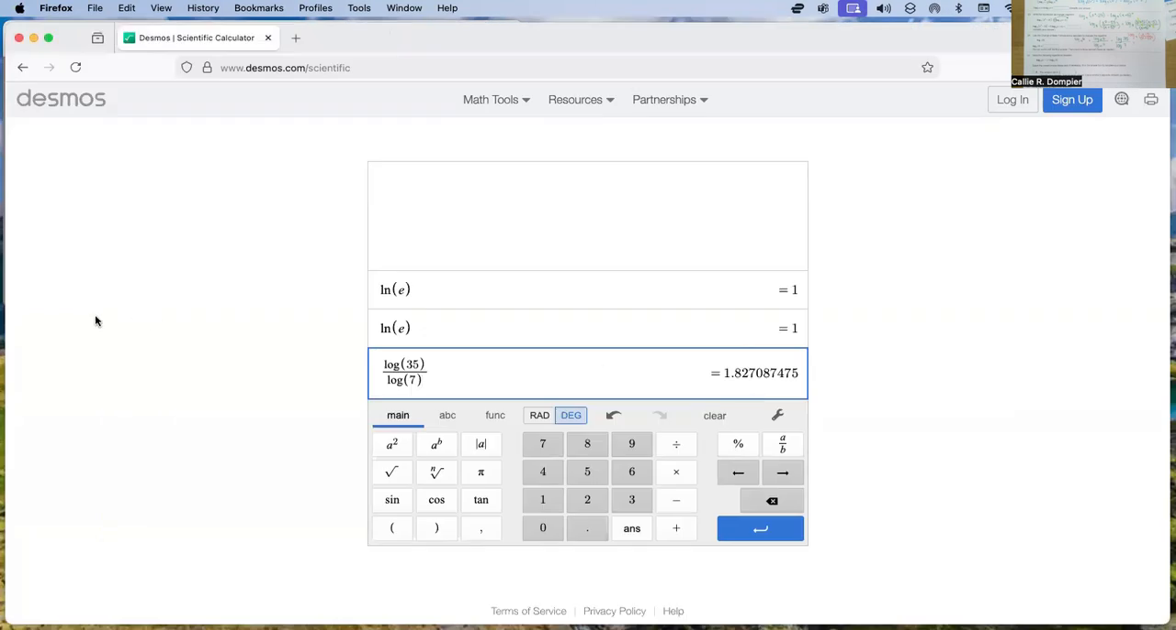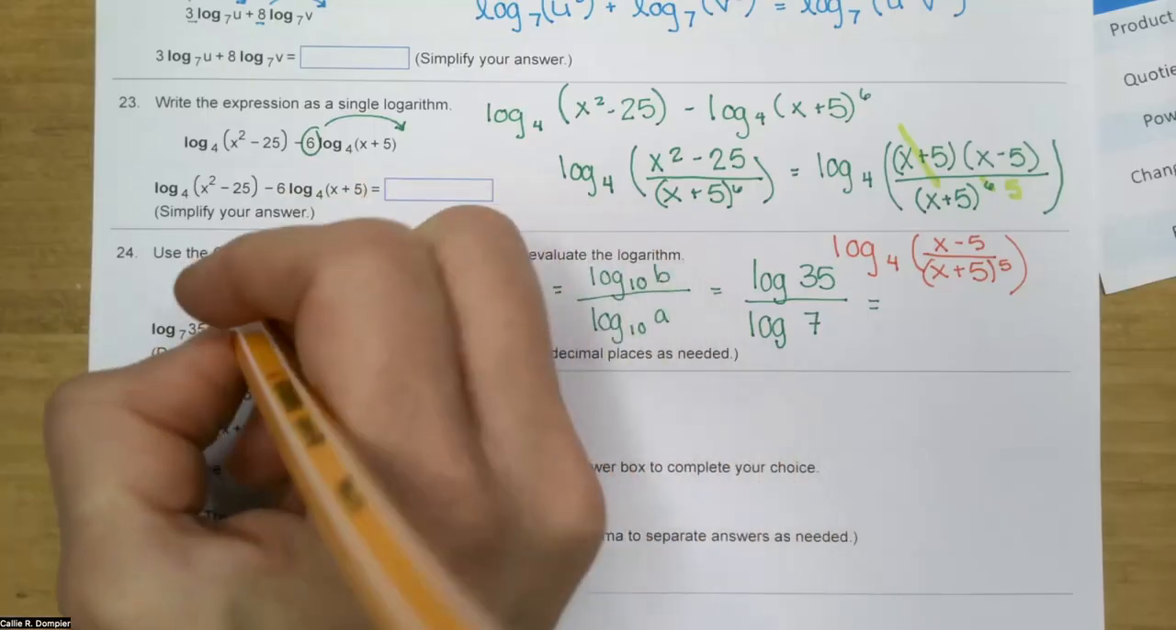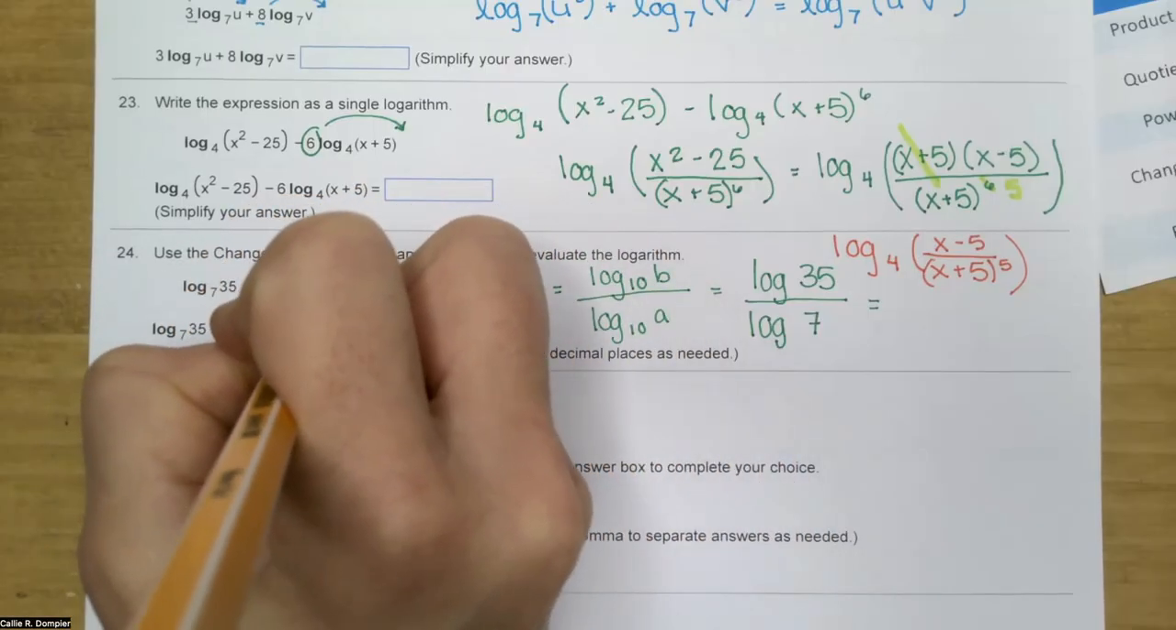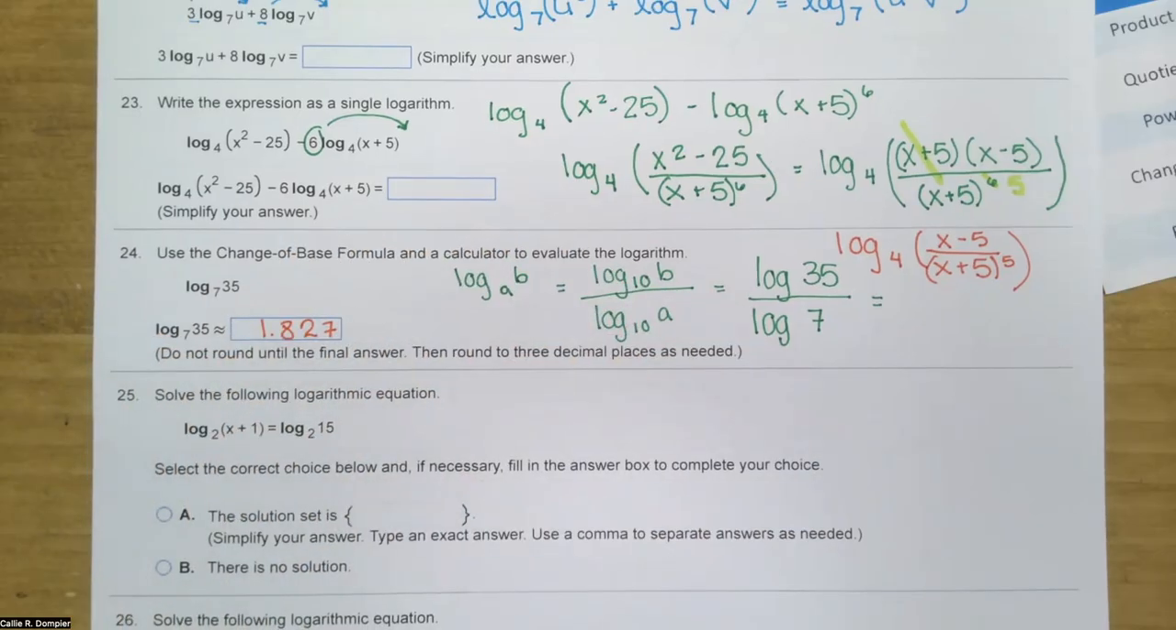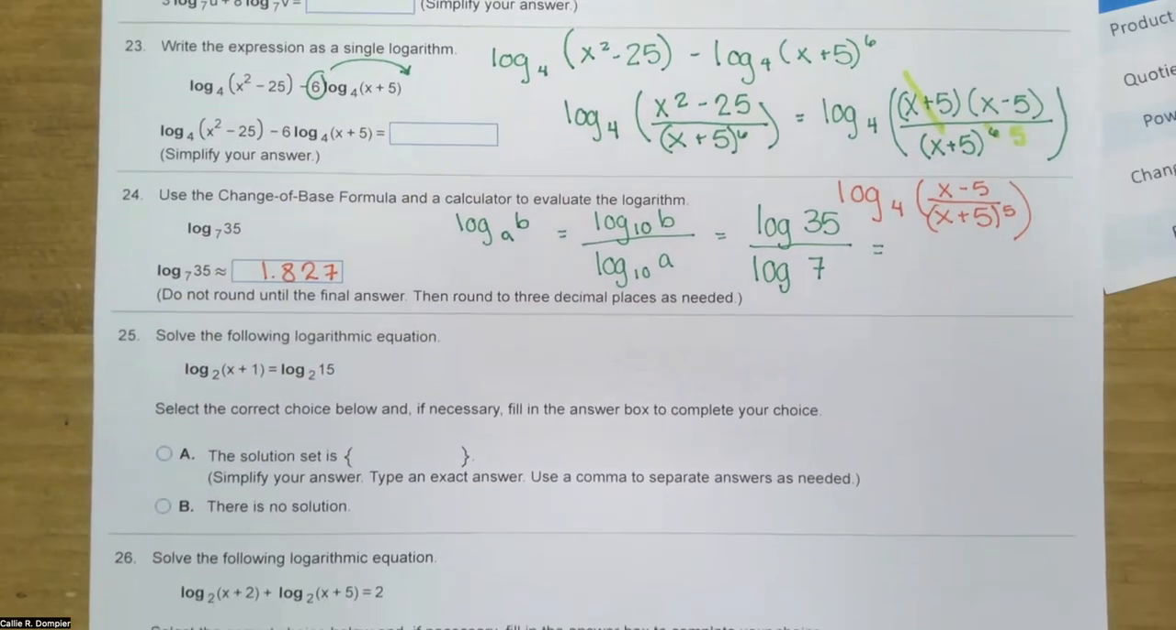And our answer is 1.827. What does it say? Round to 3 decimal places. So I'm going to say that our answer is approximately 1.827. Good.